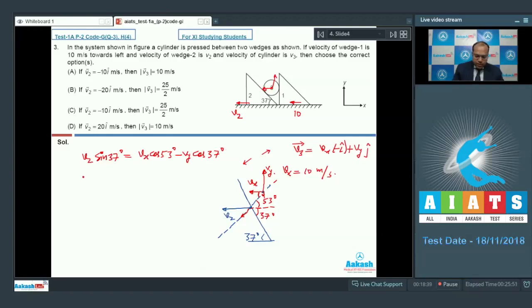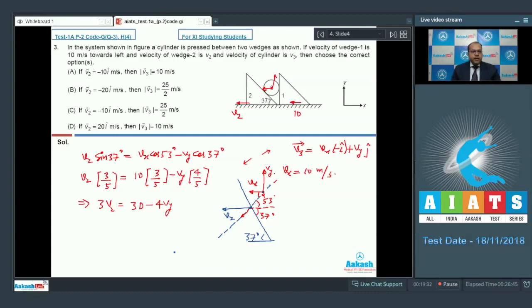So if I substitute the data, V2 into sine 37 degree, that is 3 by 5, is equal to Vx, that is 10, into cos 53 degree, that is 3 by 5, minus Vy into cos 37 degree, that is 4 by 5. So on solving, it comes out to be 3V2 is equal to 30 minus 4Vy.